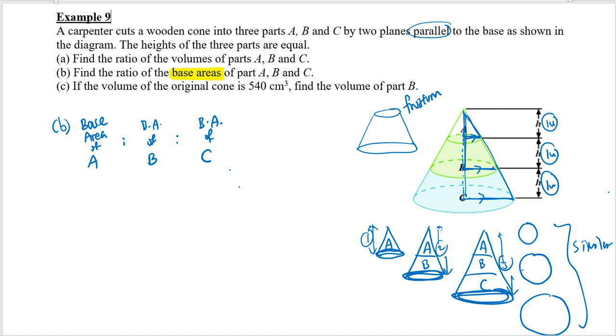So by proportion, I can also say that the base area of each of the circles is 1 squared is to 2 squared is to 3 squared. So the 1, 2, 3 comes from a corresponding length that we have, which is height. So to simplify, the final answer will be 1:4:9.